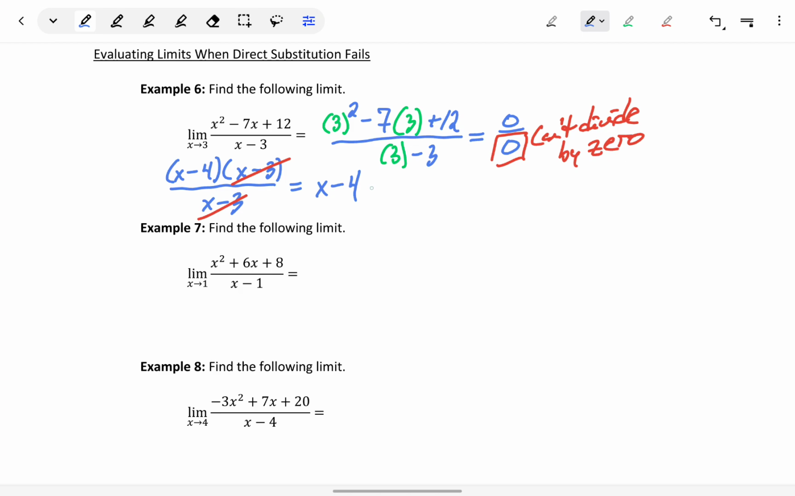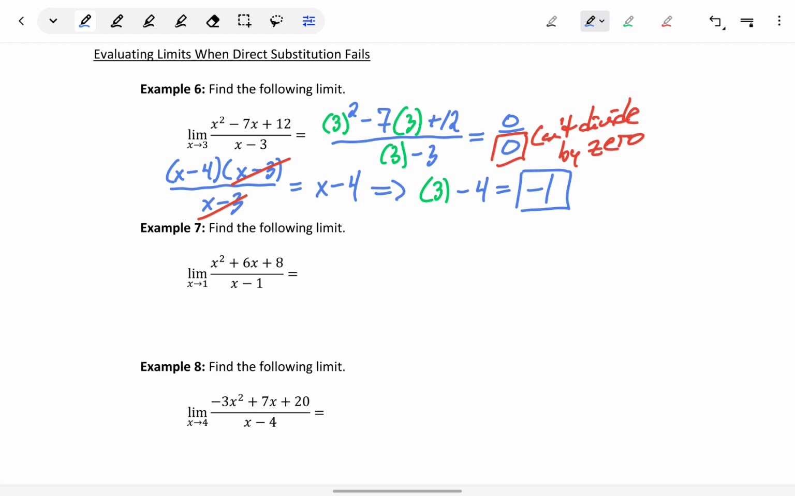Once we factor and reduce, then we want to try direct substitution one more time. So now we'll plug in 3 and subtract 4 to get negative 1. If we do that and we get a number, then we found the limit. The limit exists, and in this case it's negative 1.